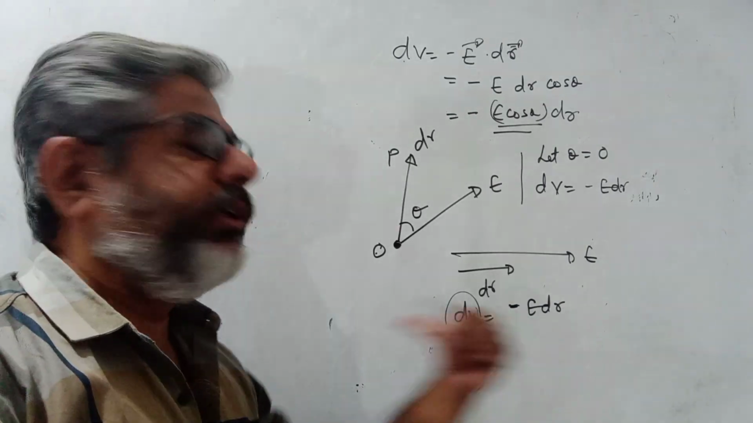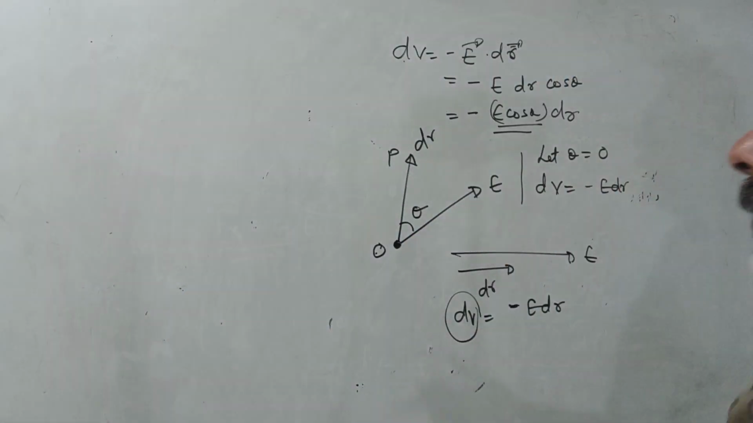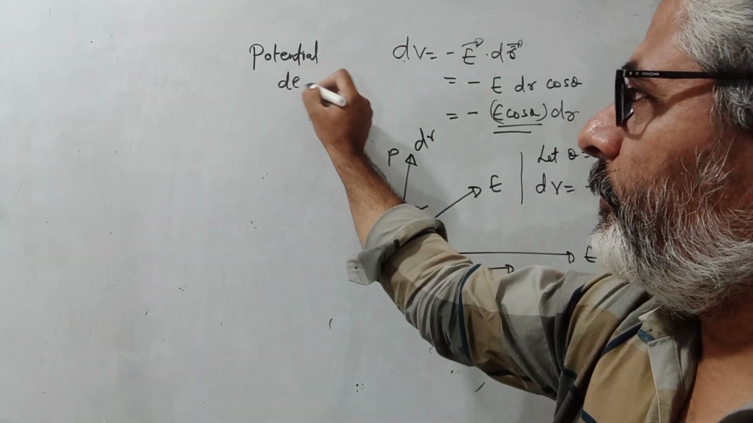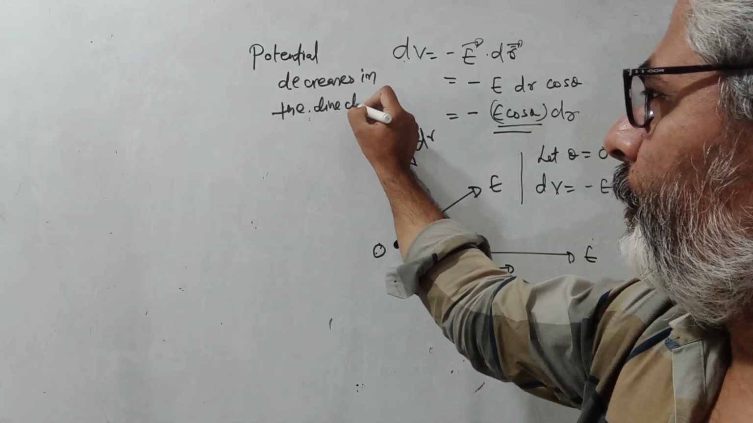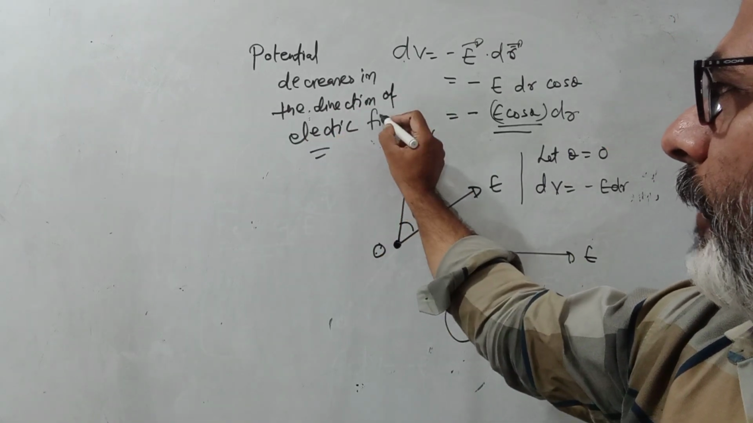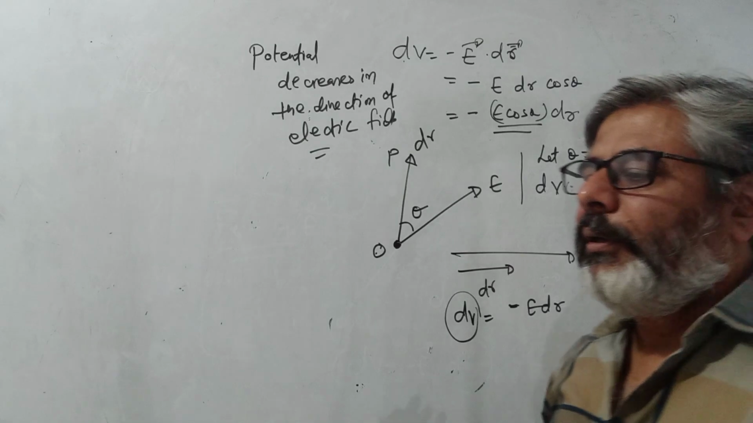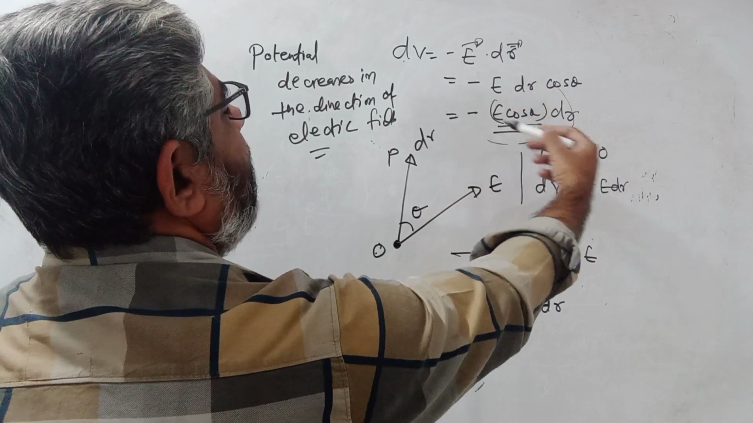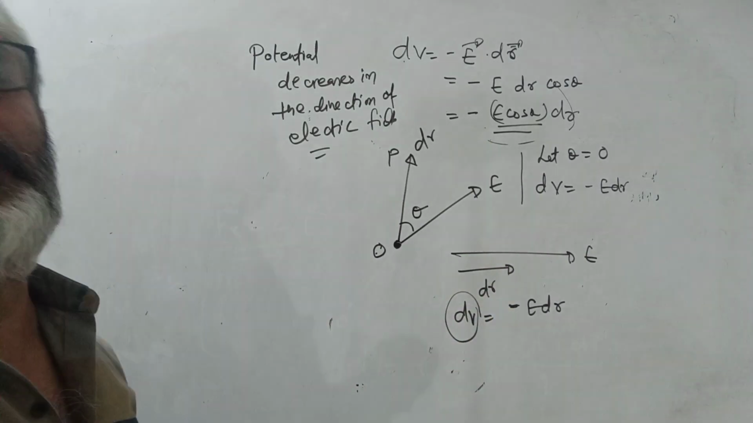But if you are moving opposite to the direction of electric field, you are moving in the direction of increasing potential. So if I make a statement, potential decreases in the direction of electric field. So if you are moving in the direction of electric field, you are moving in the direction of decreasing potential. So this is the general equation, minus E cos theta into dr, and this is a particular case of that, that is when we are moving in the direction of electric field.